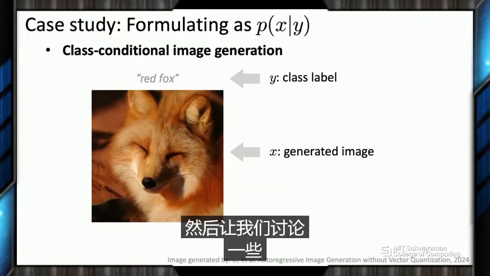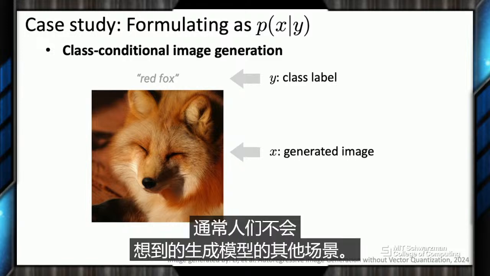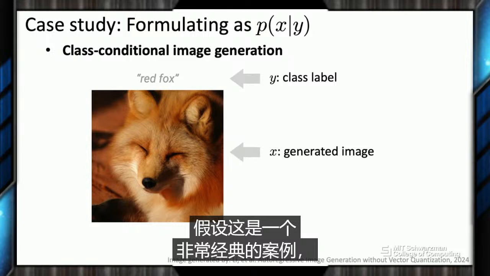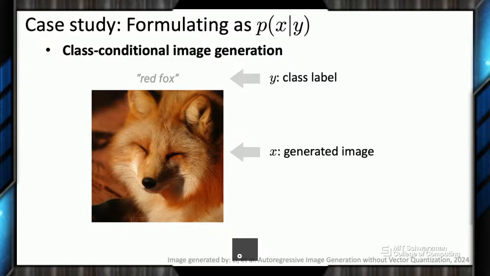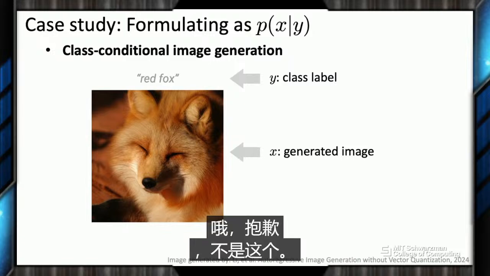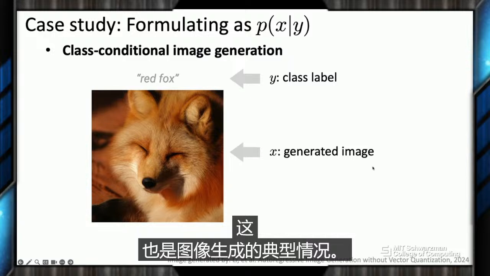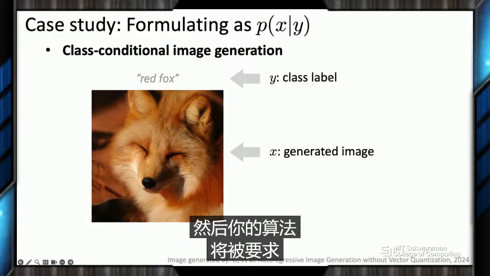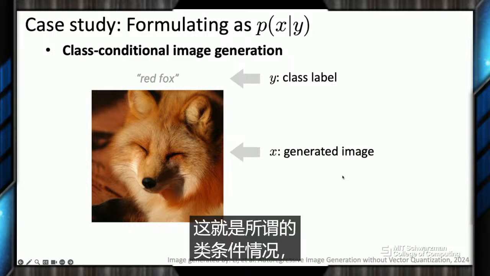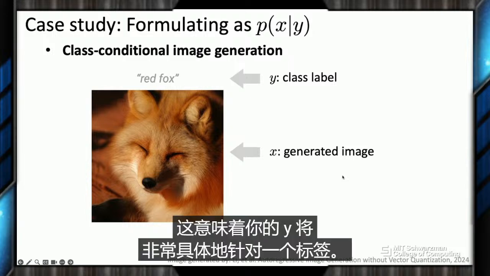Then let's talk about some other scenarios that typically people won't think of as a generative model. Let's say this is a very classical case that people would regard as discriminative models we have introduced. Sorry about that, not this one. So this is the typical case of image generation as well. You will be given a class label, and then your algorithm would be asked to generate the output image. This is the so-called class conditional case, which means your y would be very specific about one label.